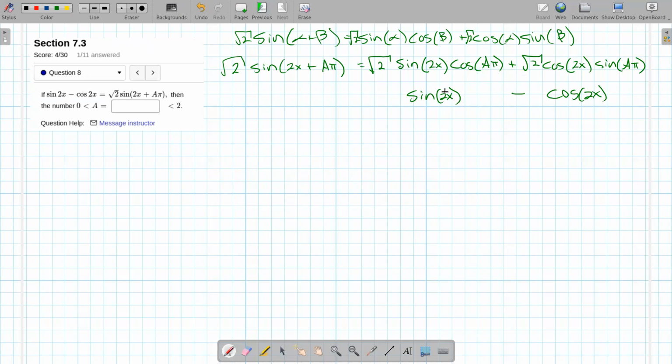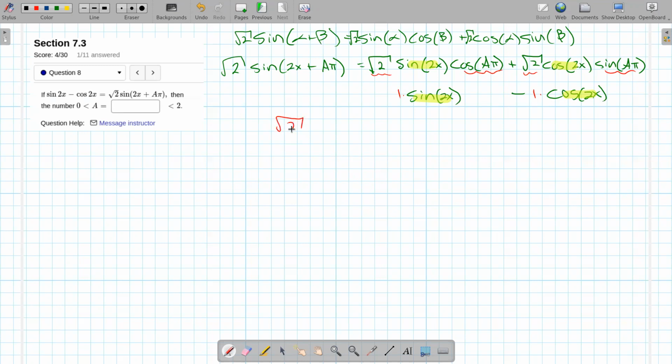All right, and so this is kind of like problems we did back in 7.2. I have a sine of 2x here and a sine of 2x there. I have a cosine of 2x here and a cosine of 2x here. Otherwise, I'm just going to consider this is 1 times the sine, and this would be -1 times the cosine. So this square root of 2 cosine of a pi has to be 1. And this square root of 2 sine of a pi has to be -1. Let's see how that works out.